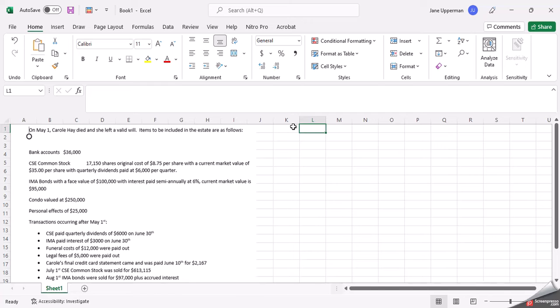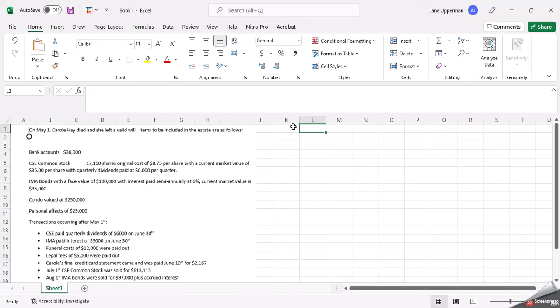Carolyn Hay died and she left a valid will. And then what is listed below is what's in her will. So those are all of her assets. She has bank accounts that are worth $36,000. She has some stock. She has some bonds. She has a condo, and then she has personal effects.